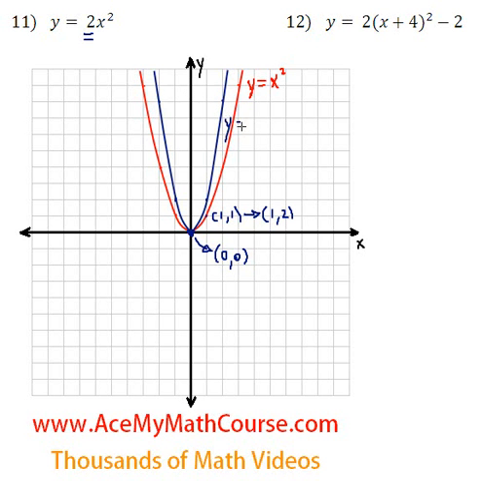So here we have y equals 2x squared. So we have just vertically stretched the parabola by a factor of 2. There we go.